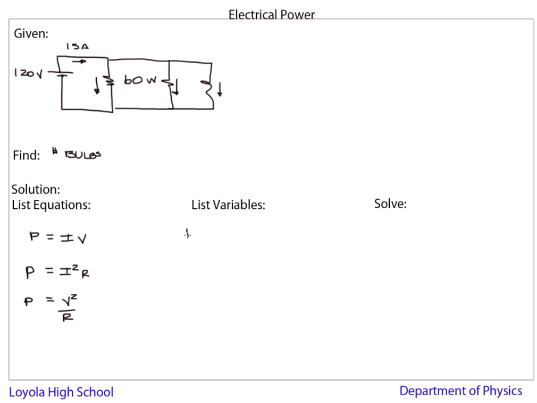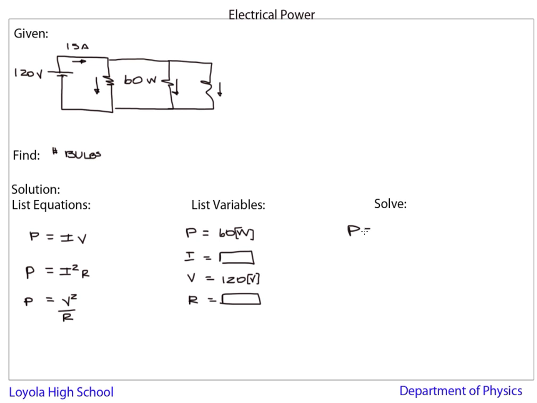So I'm going to say P, I, V, and R. The power consumption of a bulb is 60 watts, that's given. The current to the bulb is, we don't know, we're trying to find that. The voltage across each bulb is 120 volts. Since it's in parallel, each bulb feels 120 volts, and the resistance of the bulb is unknown.